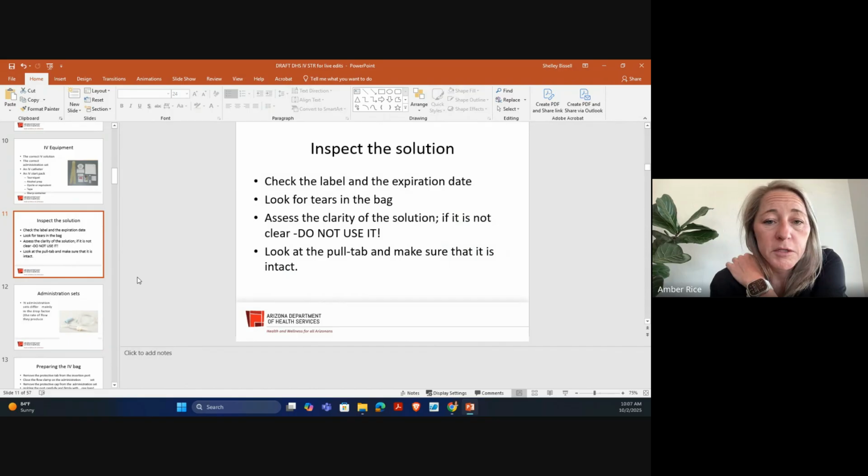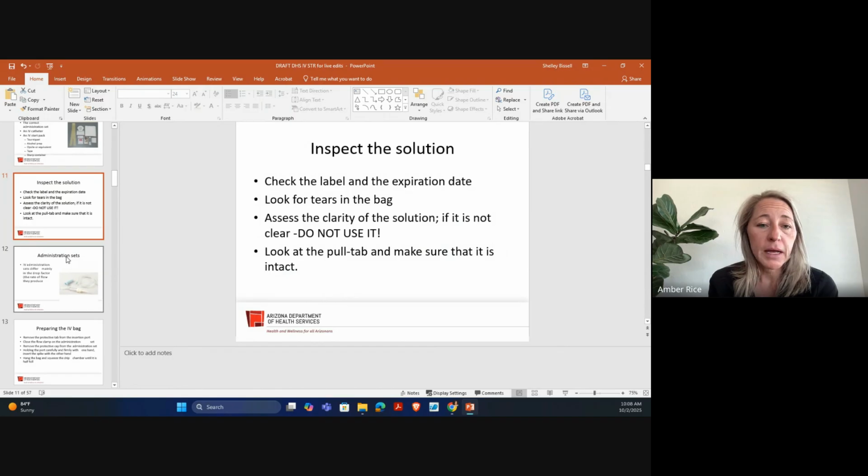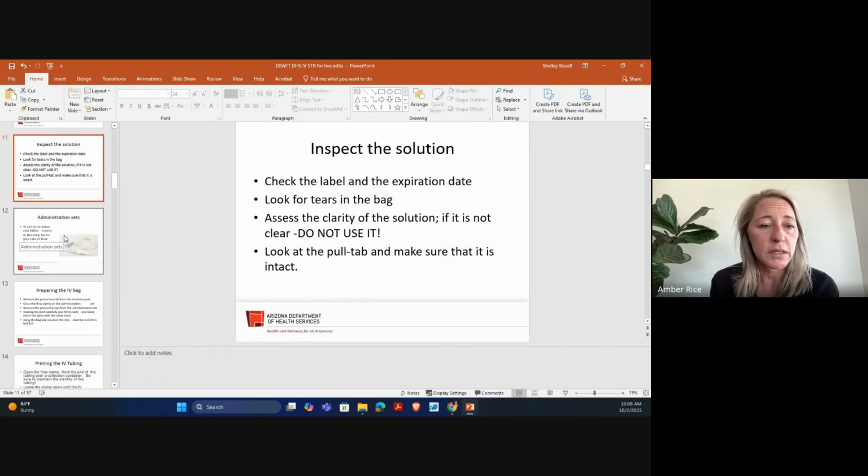So the first part is inspecting the solution, just like any medication that you would give out of a vial or a bag, looking for expiration dates, damage to the bag, the wrong color of the solution, and that the pull tab is intact on there. So all of those things are included in the inspection process.